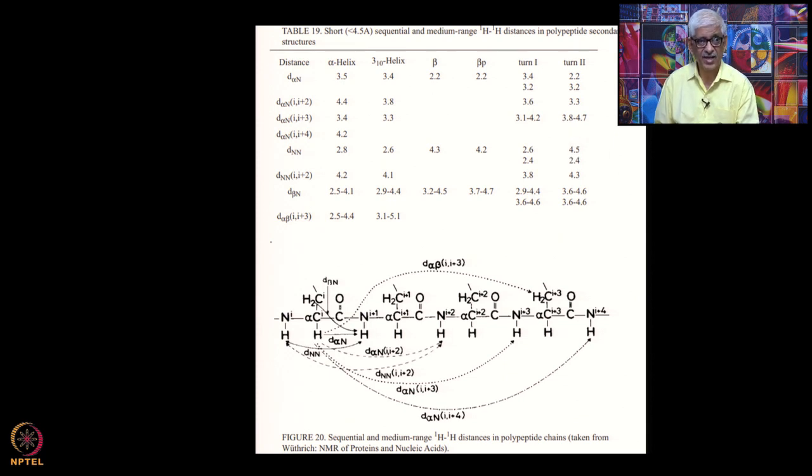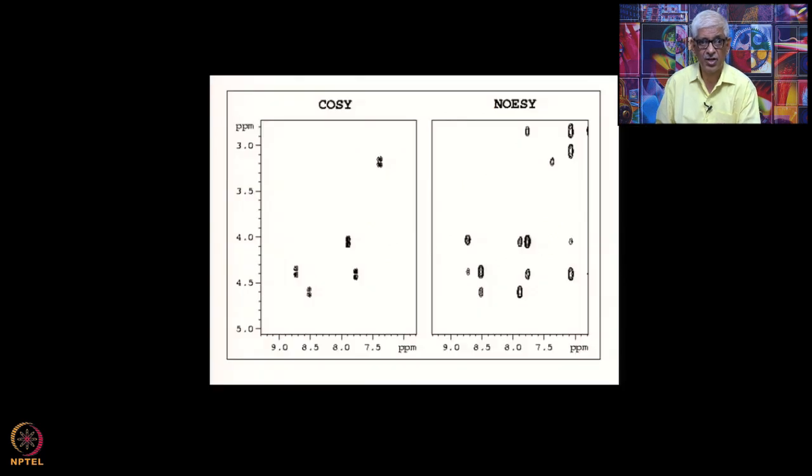So, this is the kind of distance pattern we have, and that is extremely useful in determining the structures. Now, here is a typical example of what sort of patterns you will get. If you have this COSY spectrum here, this NOESY spectrum will show you the sequential correlations. These are the sequential ones immediately after, and this range is for the amide protons to the alpha protons and then to the beta protons here.